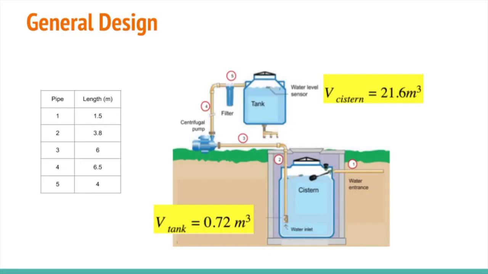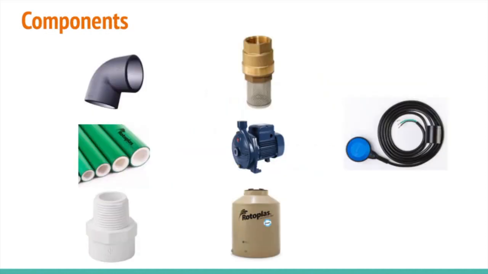In this drawing, you can see the general design of what we're proposing. Basically, water comes from the street and goes to the cistern, and then the water is pumped to the tank that is in the roof, passing through pipes. There you can see the volume of the tank and the volume of the cistern calculated, and also the different lengths for the pipes.